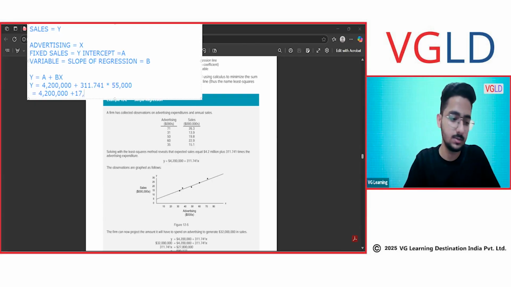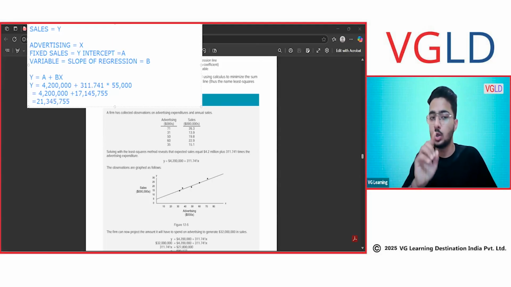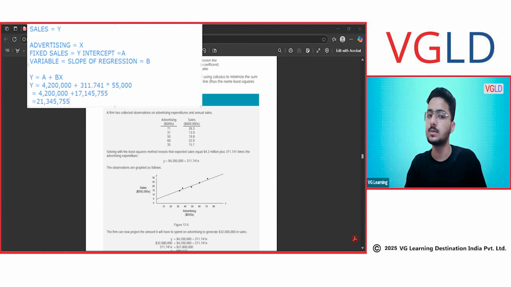It's 17,145,755 plus 4.2 million, which is 21,345,755, or you can say it as 21.3 million. So it's the same. It's between 22.9 and 19.8.